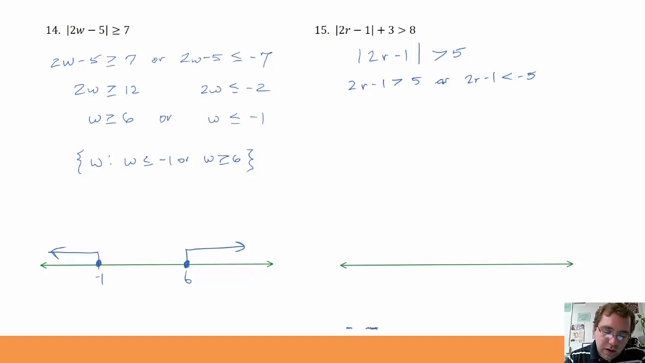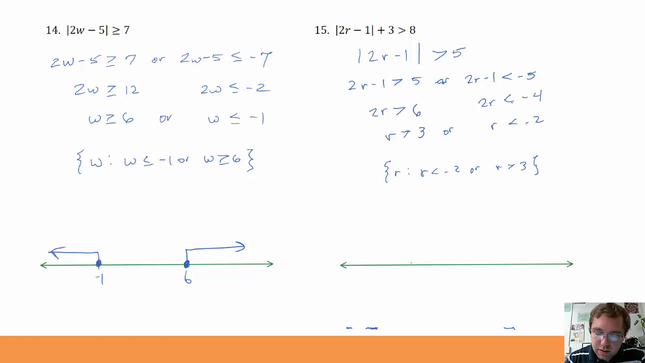Solve them both. 2r is greater than 6, r is greater than 3, or 2r is less than negative 4, r is less than negative 2. So the set of all r such that r is less than negative 2, or r is greater than 3. Here's negative 2, here's 3. Open circle at both. To the left of negative 2, to the right of 3, in order to be less than negative 2 and greater than 3.